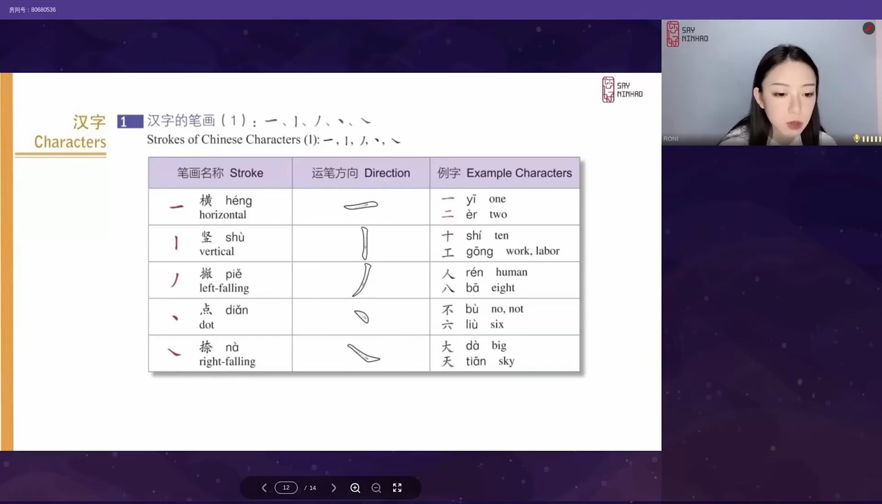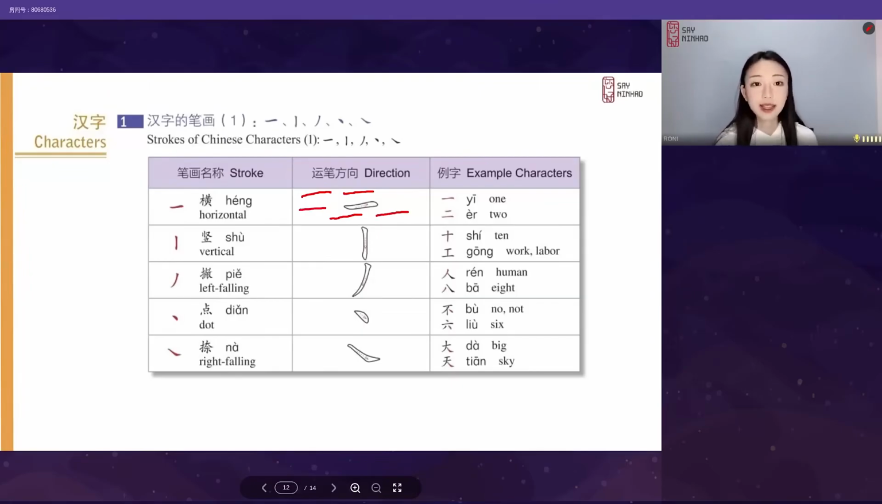Let's learn some new strokes of Chinese characters. The strokes are the basic units for Chinese characters, and several strokes can make up a character. Now let's see the basic strokes. First one is 横. It means horizontal, and the direction of writing it is from left to right.